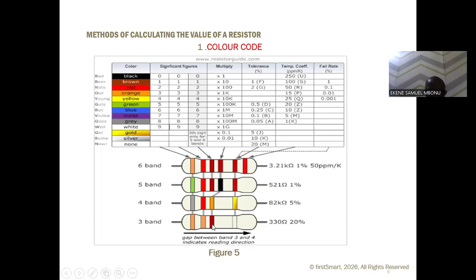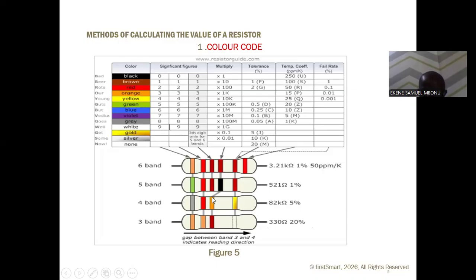It's brown. And the multiplier for brown is 1, the equivalent of 10 raised to power 1, which is 10. That's why the value of this resistor is 330 ohms. And then the multiplier, what do you call it? The tolerance. The tolerance is none. That's why it's 20%.